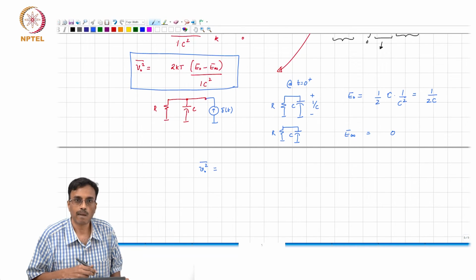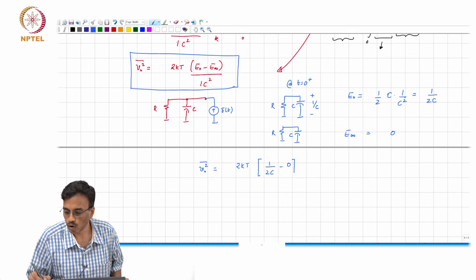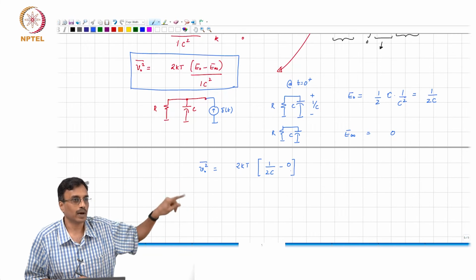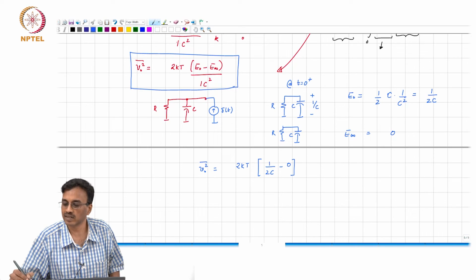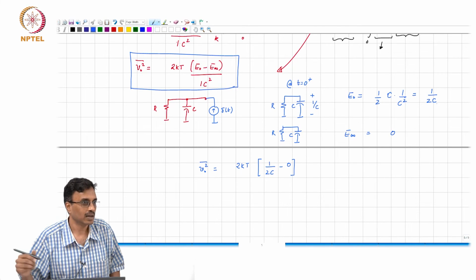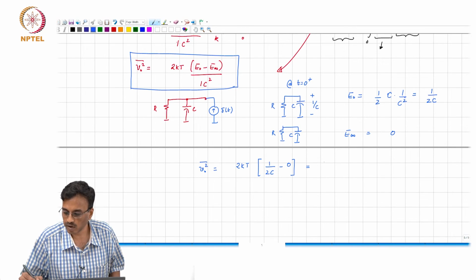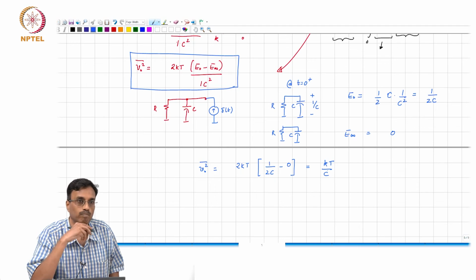And so, what is the mean square noise? It is 2kT times 1 over 2C minus 0. We remember it's E0 minus E infinity by 1 Coulomb square. Once you do that, there is a Coulomb square in 1 over 2C, so that gets cancelled. So dimensionally we are consistent. So what is this? This is nothing but kT over C, all right.